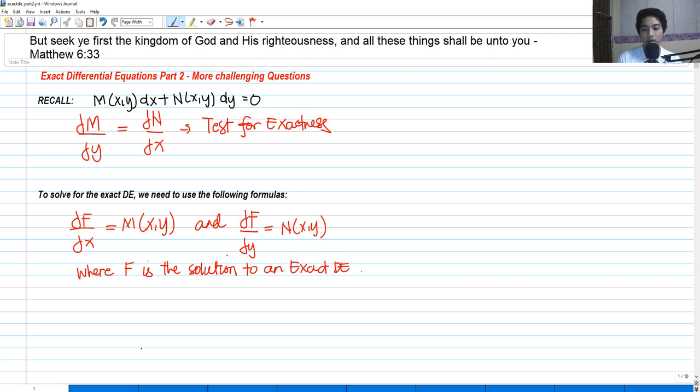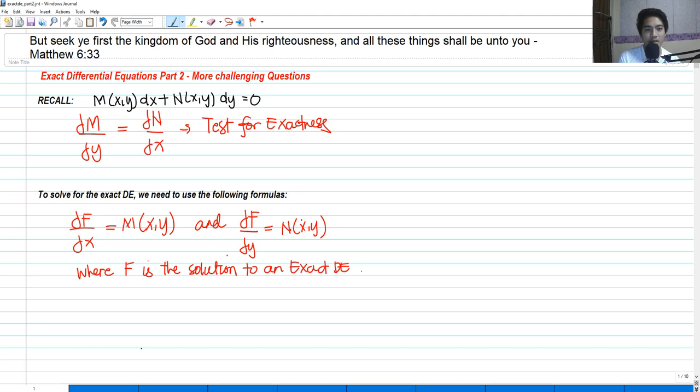So again, you may wish to recall, if we have a differential equation in the form M(x,y) dx + N(x,y) dy = 0, we can test for its exactness using this formula. Again, the partial derivative of M with respect to y should equal the partial derivative of N with respect to x. If they are equal, then that is an exact DE.